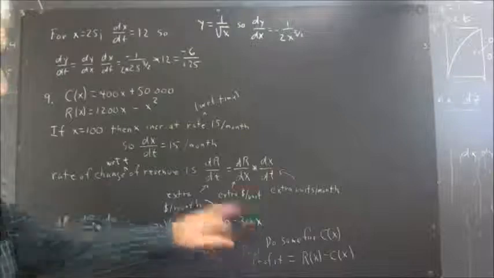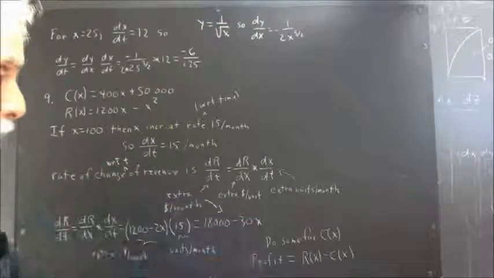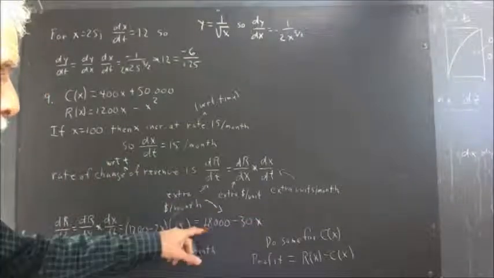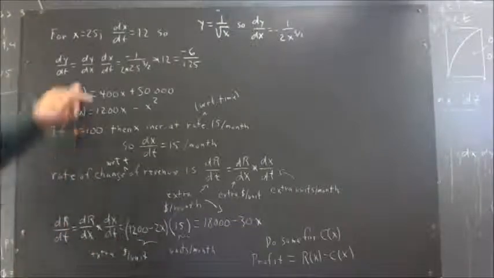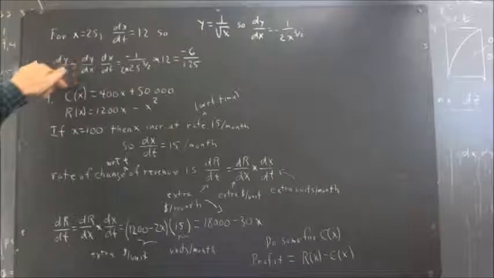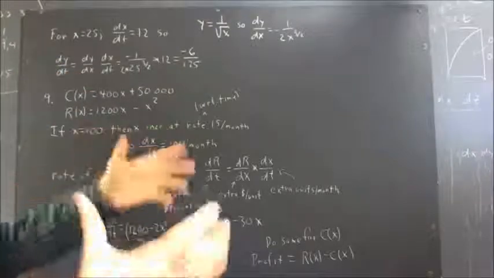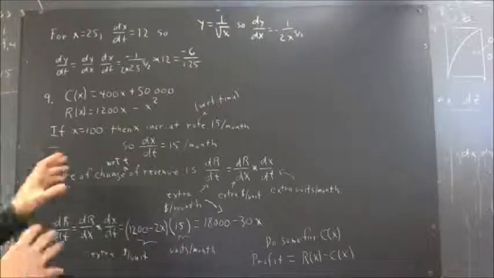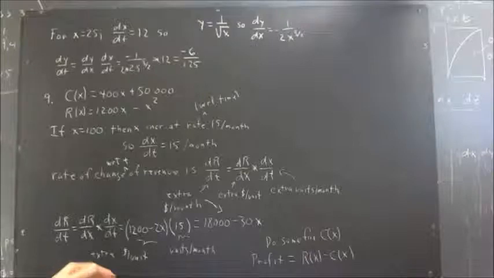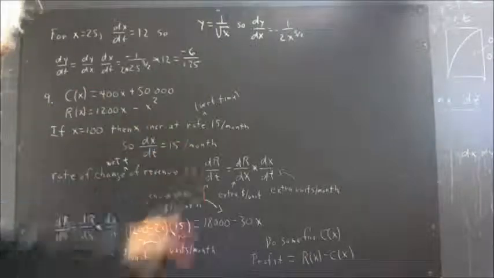Now, when X is 100, 30x is 3,000. So you still have $15,000 per month of extra revenue against that $6,000 per month of extra cost. You're still making money. You still want to increase your production. So there are all kinds of interpretations around these, but the mechanics of applying the chain rule are fairly straightforward.